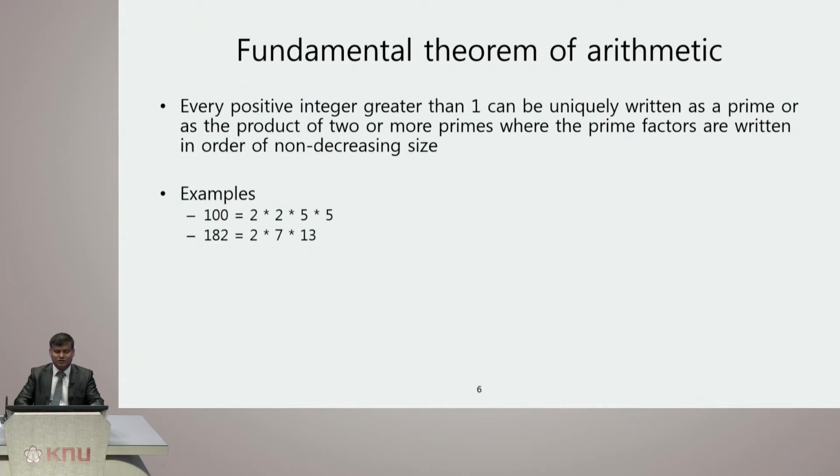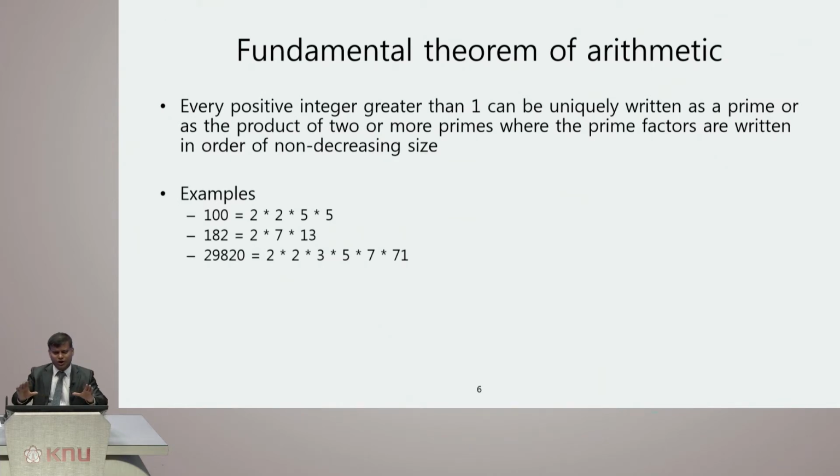We know that 2 and 5 are prime numbers. 182, we can represent by means of 2 times 7 times 13. We know that 2, 7 and 13 are prime numbers. Isn't it interesting that a positive integer greater than 1 can be represented as a product of two or more primes? Let's see more examples. We have 29,820, which again is represented as 2 times 2 times 3 times 5 times 7 times 71, and these are prime numbers.